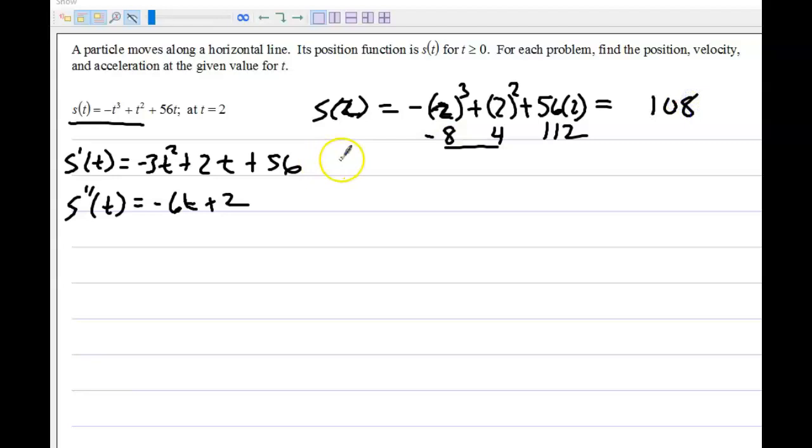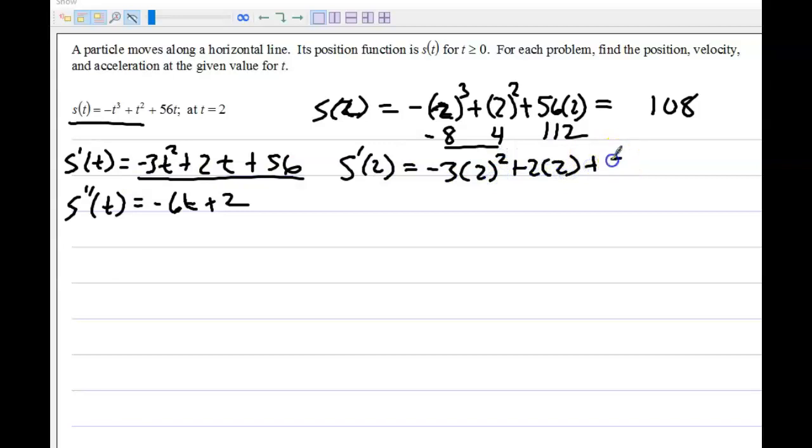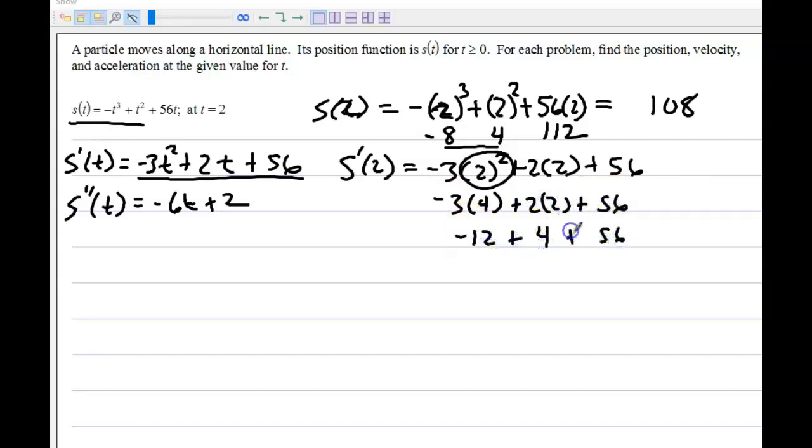As for this one, s prime of 2, plug 2 into this thing now. Exponents are first, guys. So that's 4. We got negative 12, 4, and 56. So that makes negative 8. If I take 8 away from 56, I'm going to be left with 48.